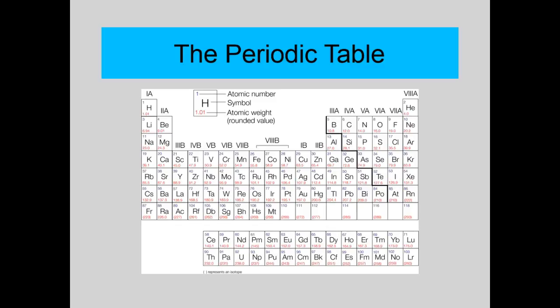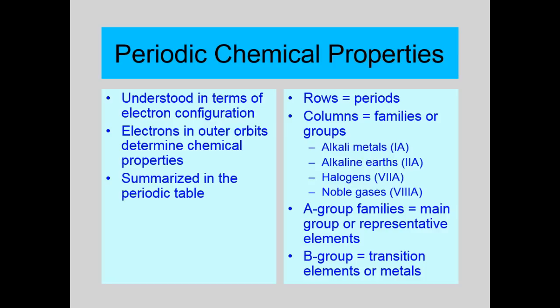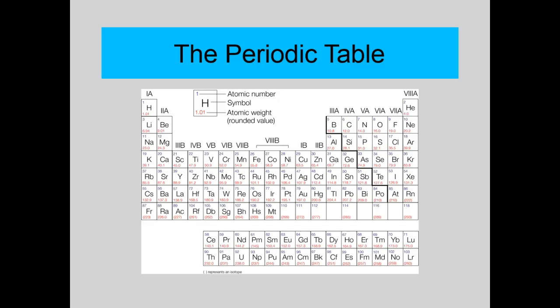These are your periods, 1, 2, 3, 4, 5, 6, and 7. Your columns represent the families or groups. I couldn't remember what they call it. The 1A family, alkali metals. 2A family, alkaline earths. All the B's are transition metals, but the numbering is 2A, 3B, 4B, 5B, 6B, 7B. Now these three are put together as 8B.